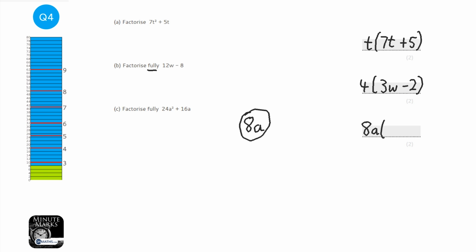So I figure out, what do I times 8 by to get to 24? Well, that's 3. And what do I times a by to get to a squared? Well, that's going to be a. What do I times 8 by to get to 16? 2. And what do I times 2 by to get to 16a? So it's just going to leave it because the a is on the outside of the bracket. So a times 2 is 16a, so I don't need an a there.